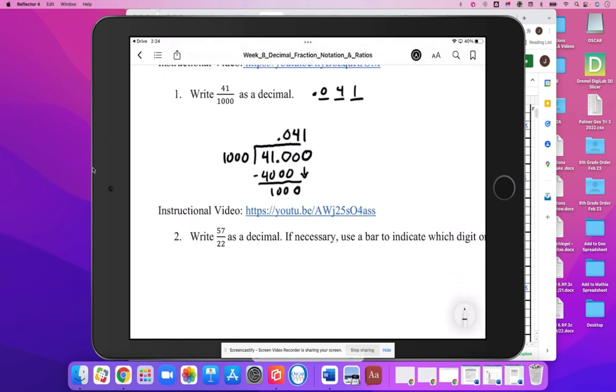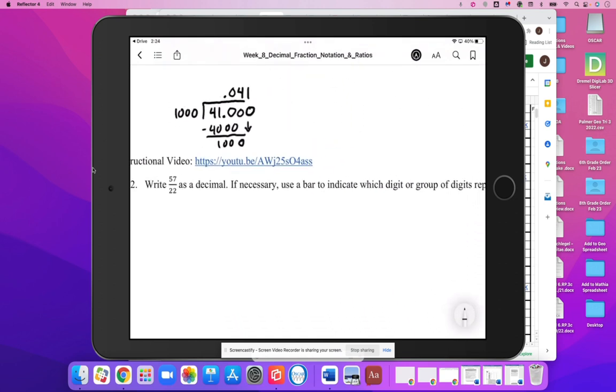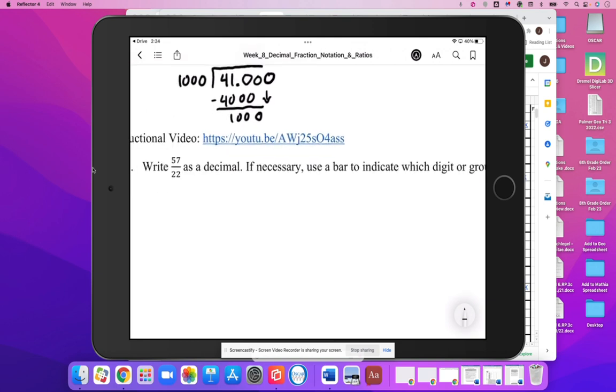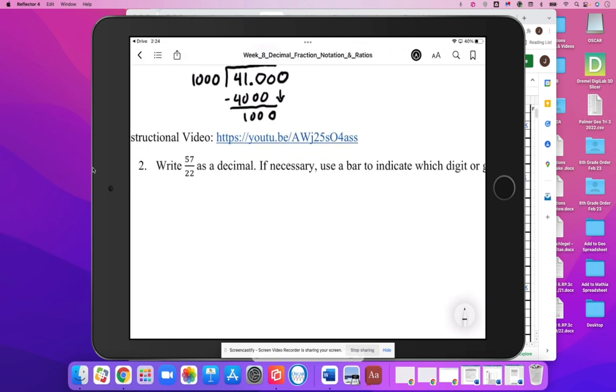Okay, up next, we have 57 divided by 22. And so this is going to be super fun. Not really, I sort of hate long division myself, but we've got to do it. So let's go ahead and put our decimal place where it belongs so we don't accidentally forget it later. 22 goes into 57 twice. 22 times 2 is 44. And 57 minus 44 is going to give me 13.